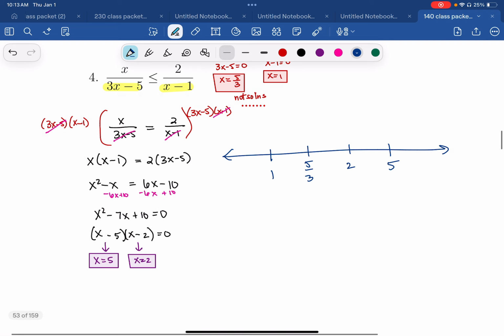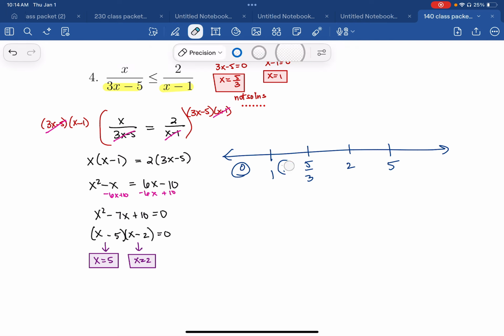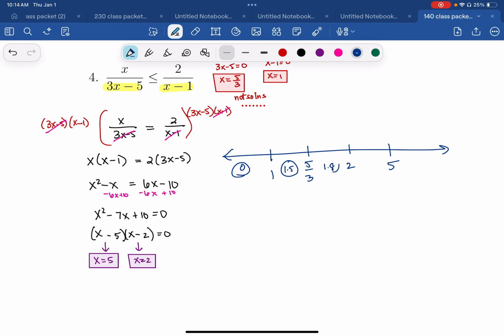So now I'm going to test a point. So I want 0. Oh, that's going to be tricky. Probably 1.1, because 5 thirds is, no, 5 thirds is 1 and 2 thirds. Well, let's change that. 5 thirds is 1 and 2 thirds, and 2 thirds is 0.66 repeating. So we could use 1.5 there. Between that and 2, we're going to have to go with something like 1.8 maybe, or 1.75. And then I'm going to go 3 and 6.